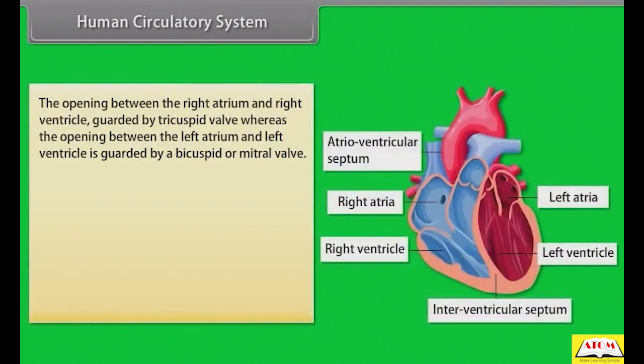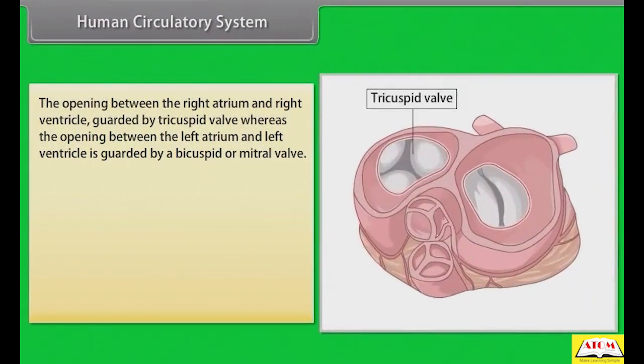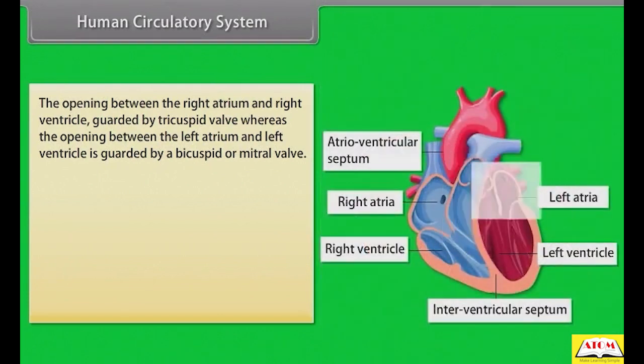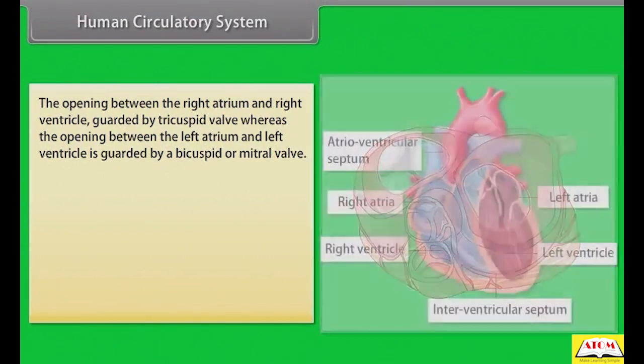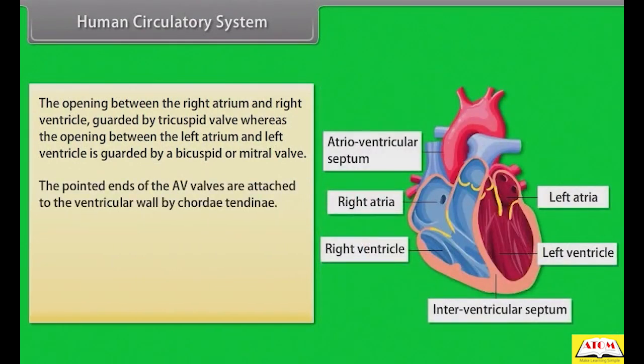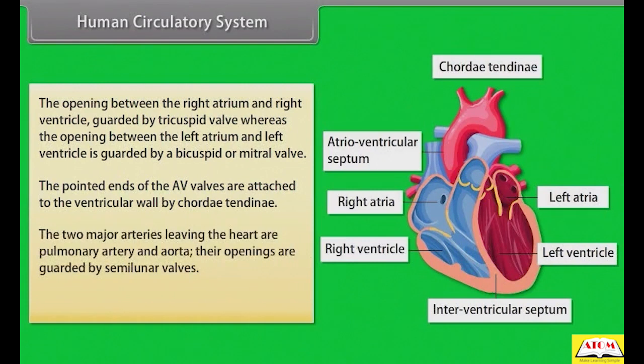The opening between the right atrium and right ventricle is guarded by the tricuspid valve, whereas the opening between the left atrium and left ventricle is guarded by the bicuspid or mitral valve. The pointed ends of the AV valves are attached to the ventricular wall by chordae tendineae. The 2 major arteries leaving the heart are the pulmonary artery and aorta. Their openings are guarded by semilunar valves.